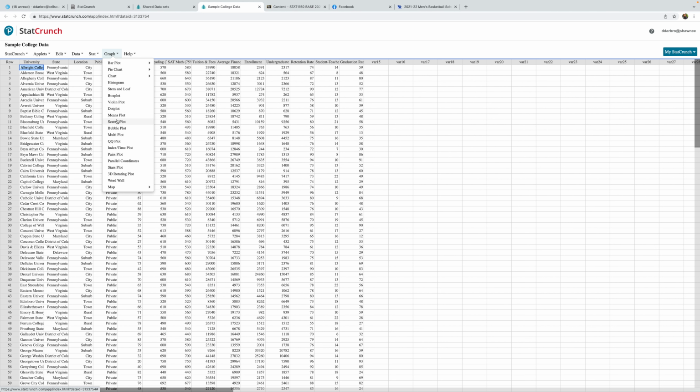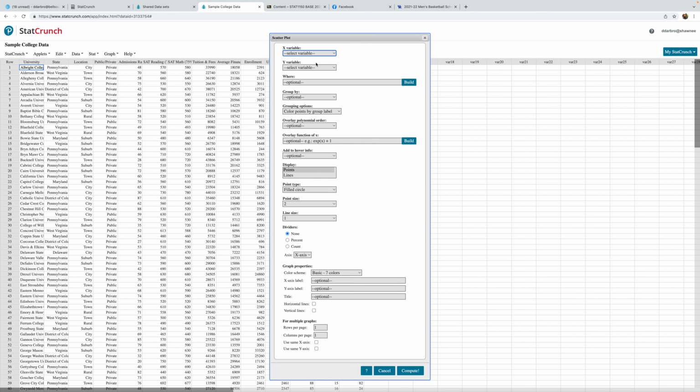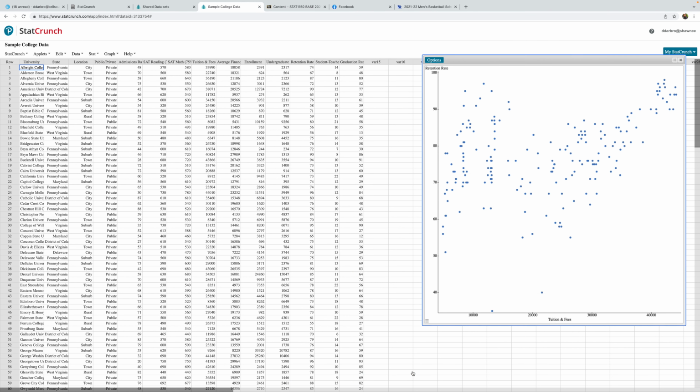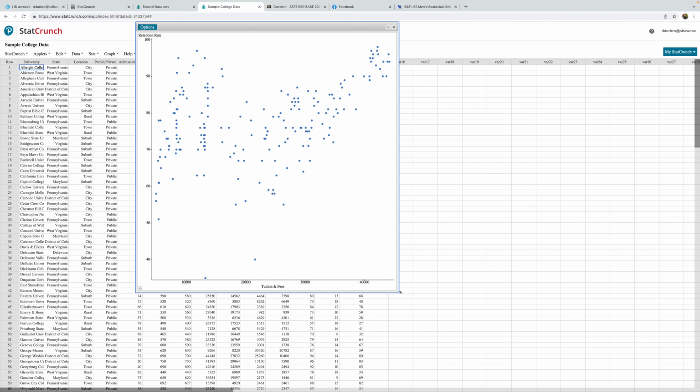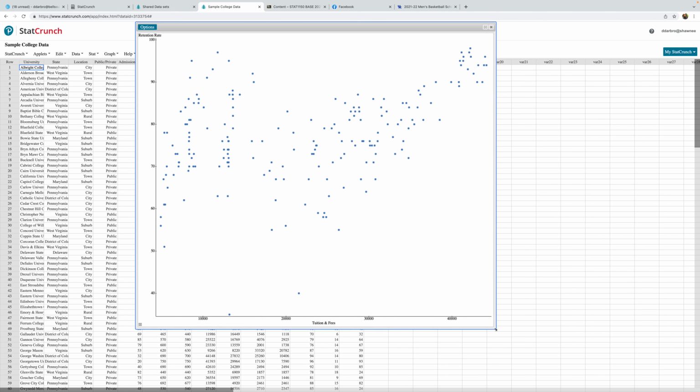So the very first thing I would want to look at is a picture. Let me find it. Should be scatter plot. And my X again is tuition and fees, and my Y is retention rate. Not going to worry about any of the rest of the stuff right now. So very, very quickly, back in the old days, I understand they had to create these things by hand. Today we can get a scatter plot of almost 200 schools in a split second.